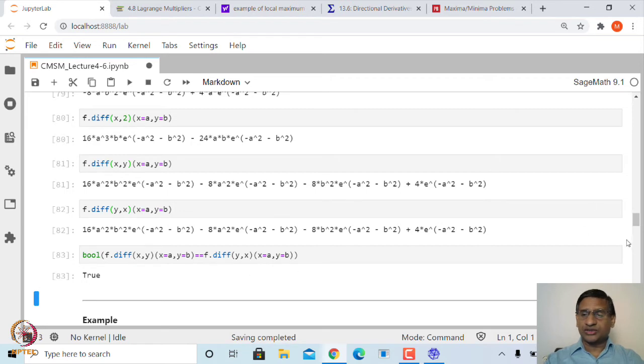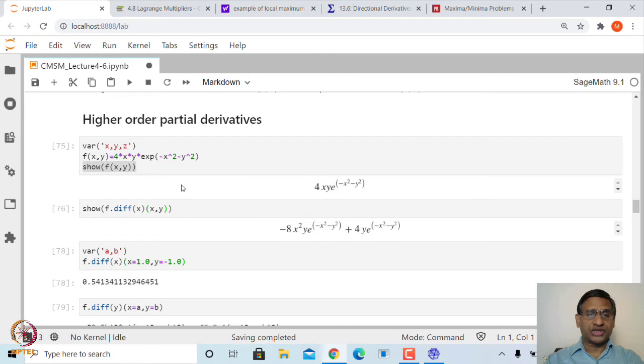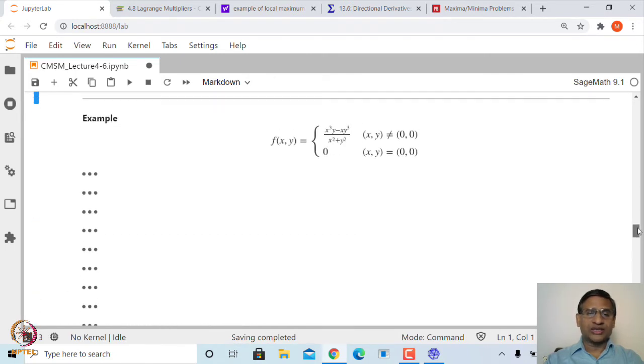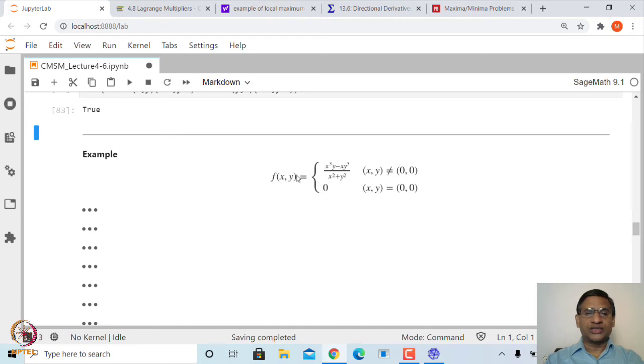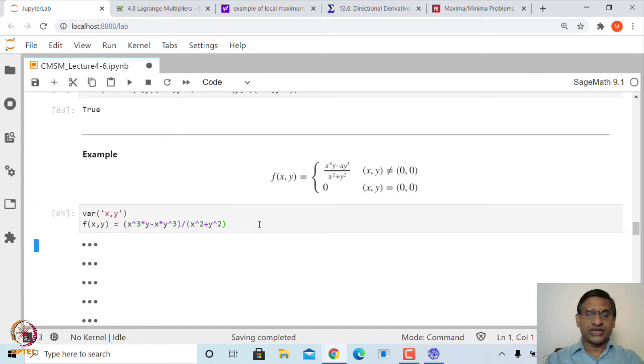So in this case, you have seen that the mixed second order partial derivatives of this function at any point a, b are the same. However, that is not the case in general. For example, if you look at the function f of x, y equal to (x cubed y minus x y cubed) divided by (x squared plus y squared), one can show that this function has first order partial derivatives at 0, 0. So that's the function.